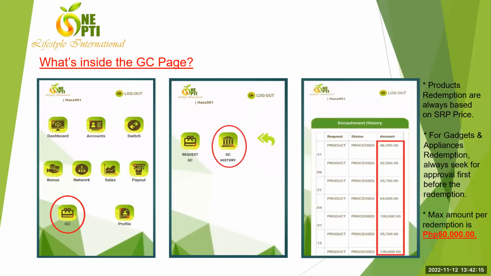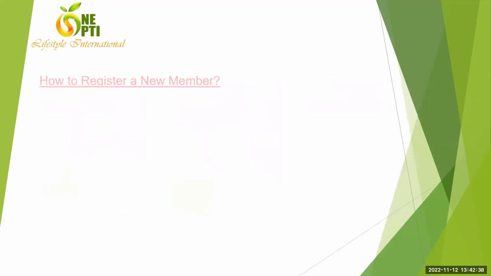And the GC history will basically provide you the history of the redemptions that you have made in the past. So on my end, these are my past redemptions. Basically, I actually made this training a long time ago. I believe it was in 2021. So these are some of my redemption history in 2021, perhaps during the pandemic.